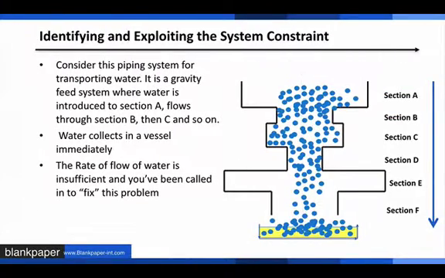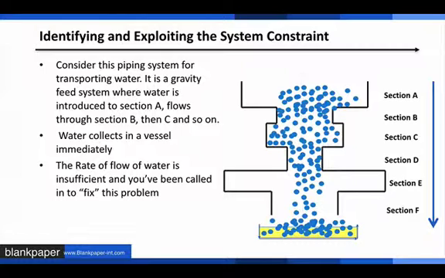And here's our pipe again with a little tank at the bottom, and you can see we input water at the top and the water flows down to the bottom, and we measure the rate at which the water comes out of the bottom and into the tank as the overall throughput, and that represents the throughput of the whole pipe. Now it's gravity fed, so as the water flows down, it will flow smoothly until it hits various diameters of section, and you will see that the water is tending to accumulate prior to section D. Why is that? Section D is what we call a constraint.